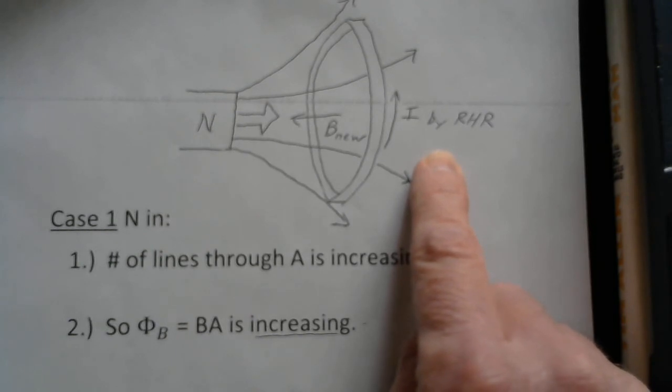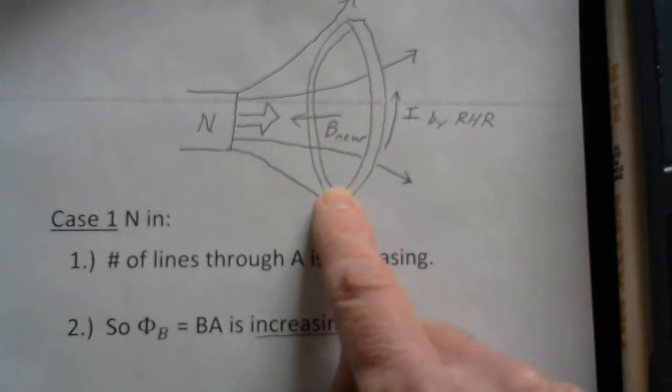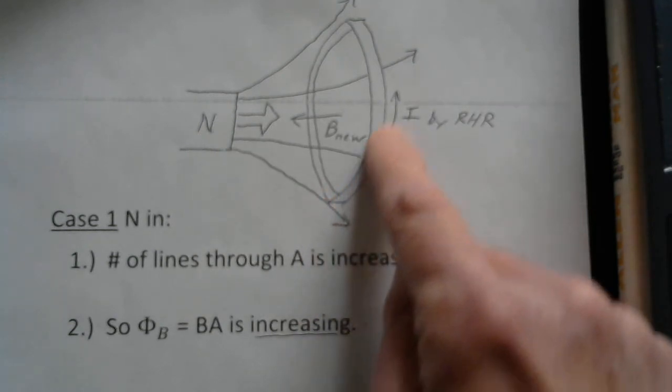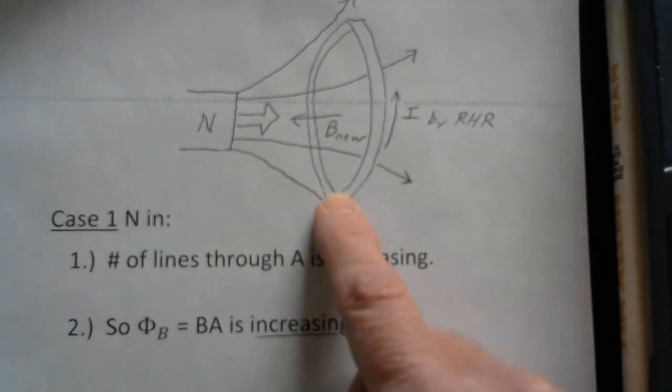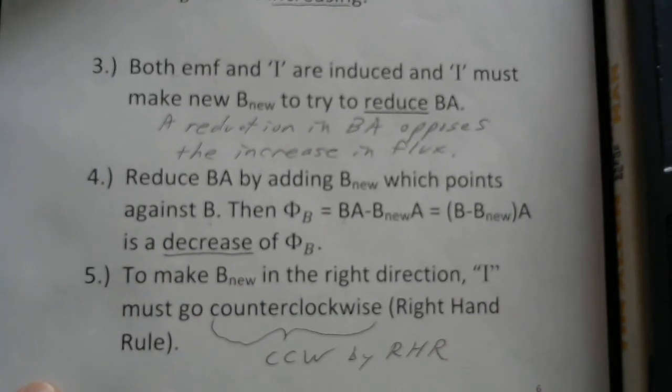And how do I report that to somebody? Well, since I've made my drawing like this, you can have a perspective that is working with clock directions so that you can say this direction is counterclockwise. I would then report my result by saying, to make the new magnetic field go in the right direction, the current must go counterclockwise by the right-hand rule. Just tell somebody it's counterclockwise by the right-hand rule, and you've done it.